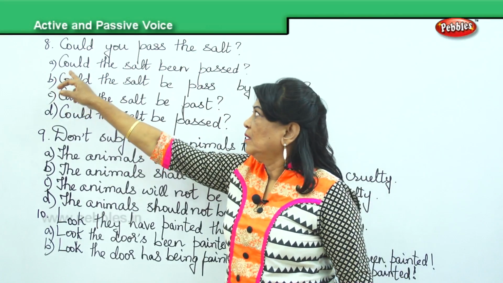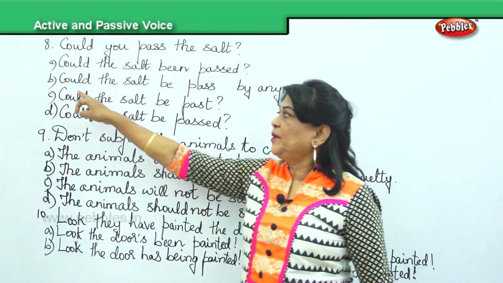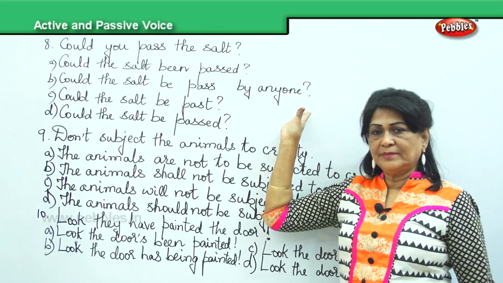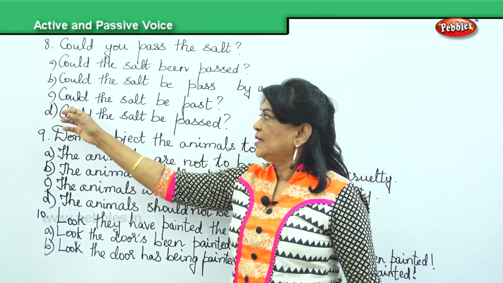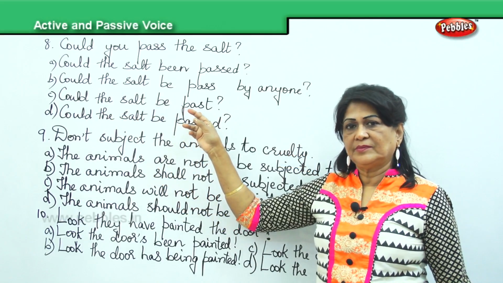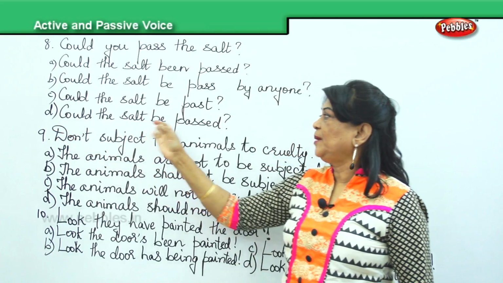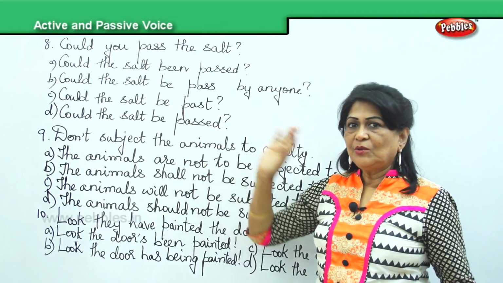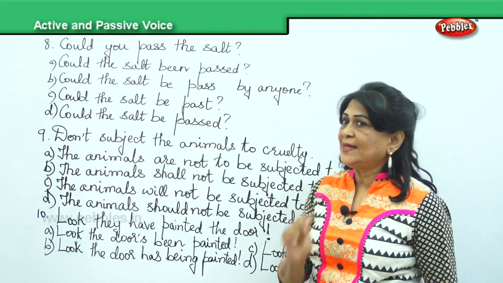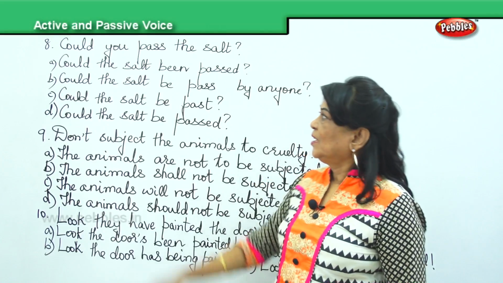Option A. Could the salt bin passed? Option B. Could the salt be passed by anyone? Option C. Could the salt be passed? Option D. Could the salt be passed? Now you have to apply the rules that I have taught you, and you have to decide for yourself which is the correct answer.